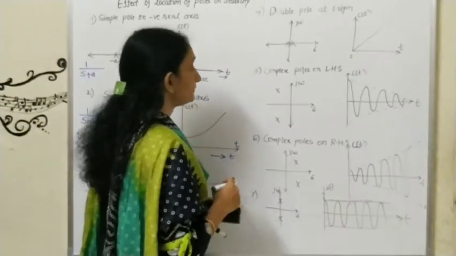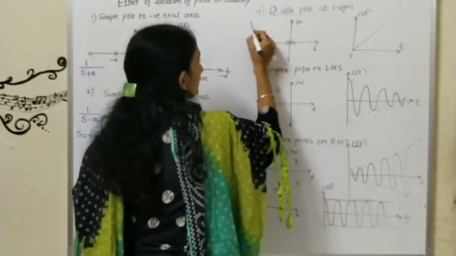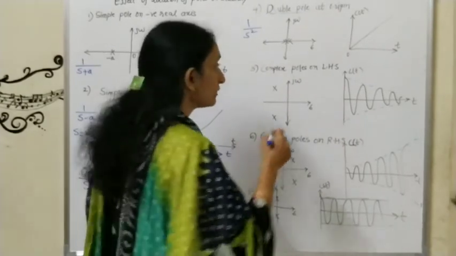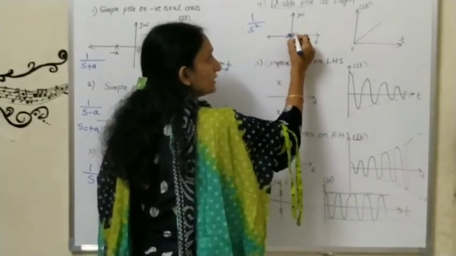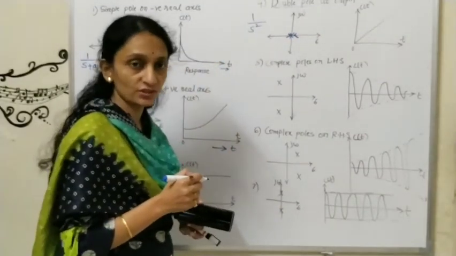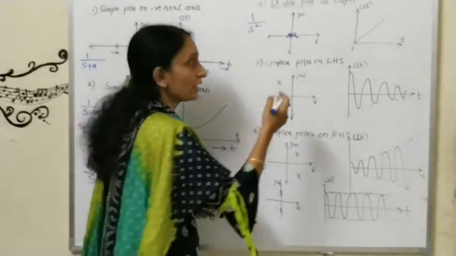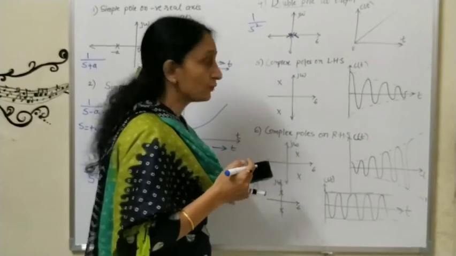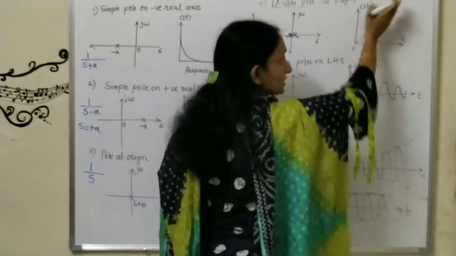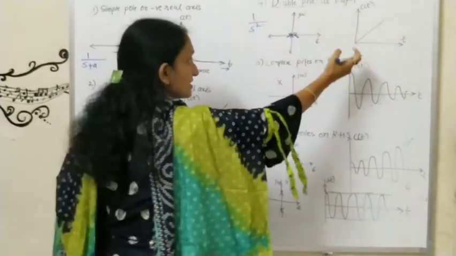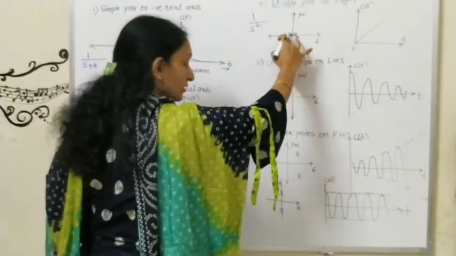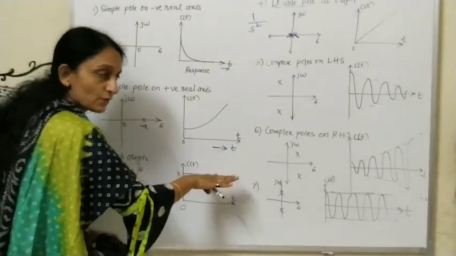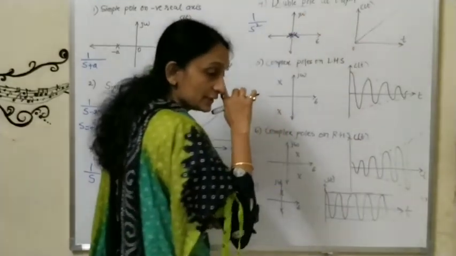Now look at this, if we have a double pole, meaning two poles at the origin, it will be 1 by s square. There will be two poles, one pole and this one is the second pole, so two poles at the origin. In that case, look at the output, here we are getting a linear response. So we conclude that with respect to time the output is continuously increasing. This is the response when we have two poles at the origin, and this is the response when we have one pole at the origin: here a constant response, and here a linear, continuously increasing response.